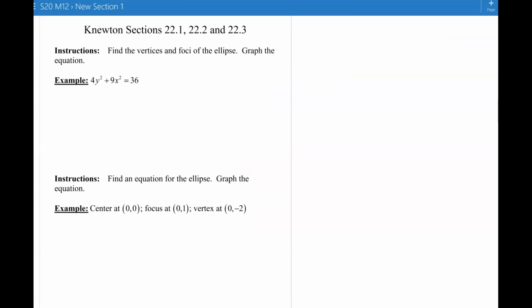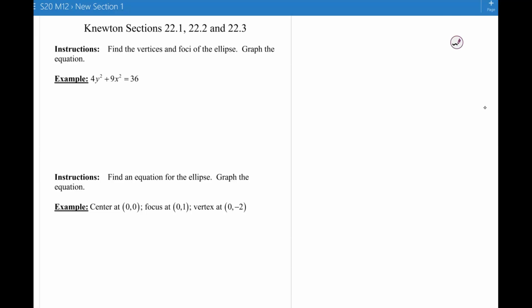And the distance from the center to the focus is that lowercase c. So let's look at an example here where the equation's not in standard form. We know we have to have the 1 on the right. So we create that by dividing both sides by 36. So then I'm going to have y squared over 9 plus x squared over 4 equals 1. So now I can see how to draw my ellipse.